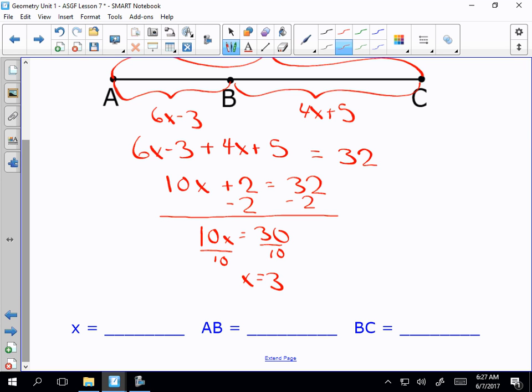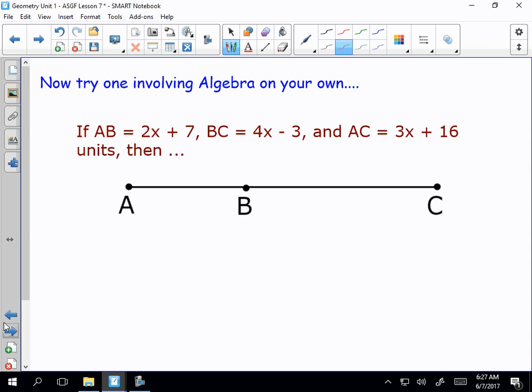Now we know what our x value is, and then we can use the equations to solve for the two missing lengths. 6 times 3 is 18. 18 minus 3 is 15 for our length of AB. And then when we look at BC, 4 times 3 is 12. 12 plus 5 is 17. So you always want to draw the picture, understand, do the pieces fit together to make a full length, or, as we're going to see now, we're going to see some situations where there is an overlapping piece.